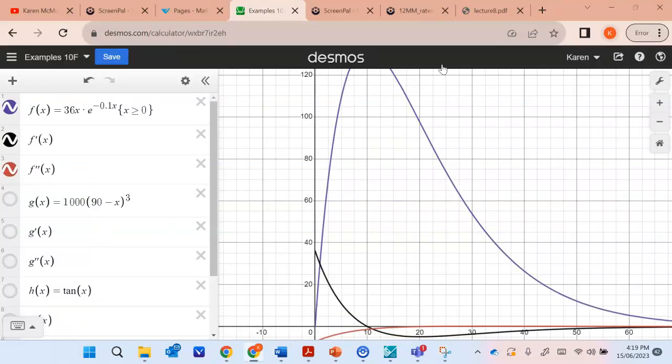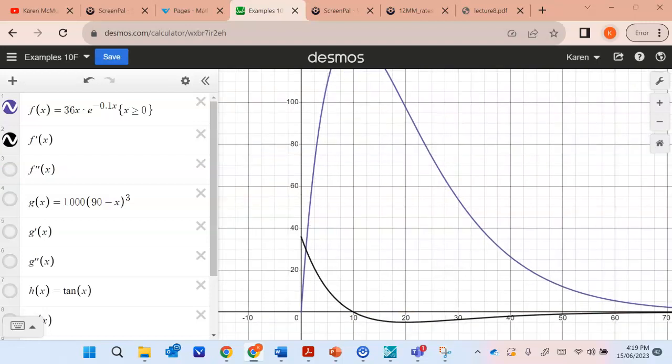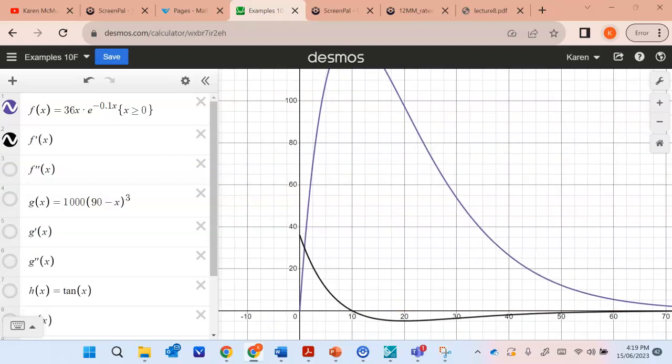So let's look at this black graph, because this black graph is our derivative and it tells us where our maximum rate of increase is and our maximum rate of decrease. So our maximum rate of increase is the maximum point of our derivative. All right, so here, it's at 36. So the maximum rate is 36 bacteria per unit of time. So if it was days, 36 bacteria per day, or if it was seconds, 36 bacteria per second.